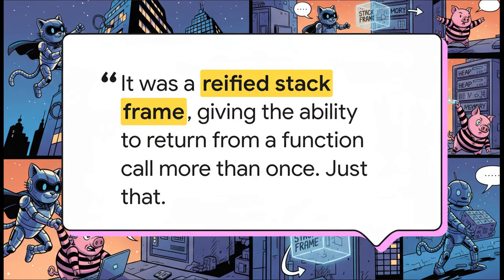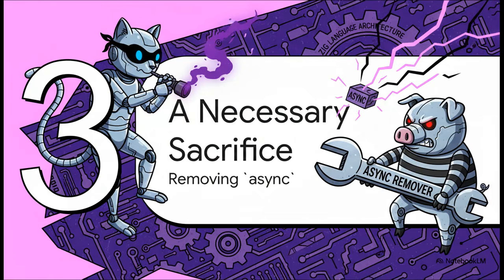This quote really gets to the magic of how it all worked. It talks about a reified stack frame. Okay, what does that mean in plain English? Think of it like this. Normally, when a function is running, its local variables and state just vanish when it returns. With Zig's system, the compiler could essentially take a snapshot of all that state, package it up into a real object, and hand it back to you. You could literally pause a function, do something else, and then resume it later. It was incredibly powerful. But then, it was gone.